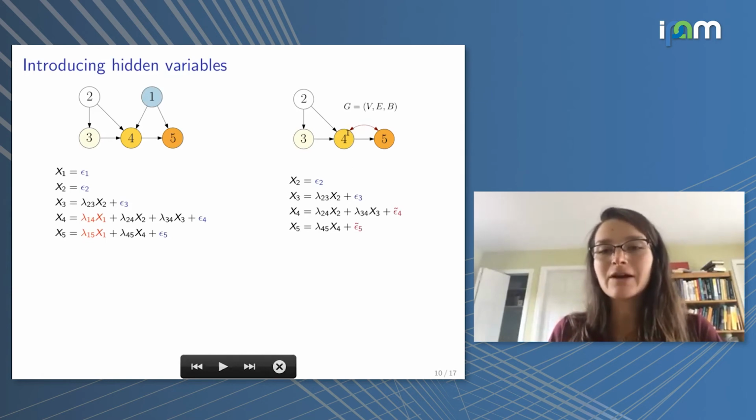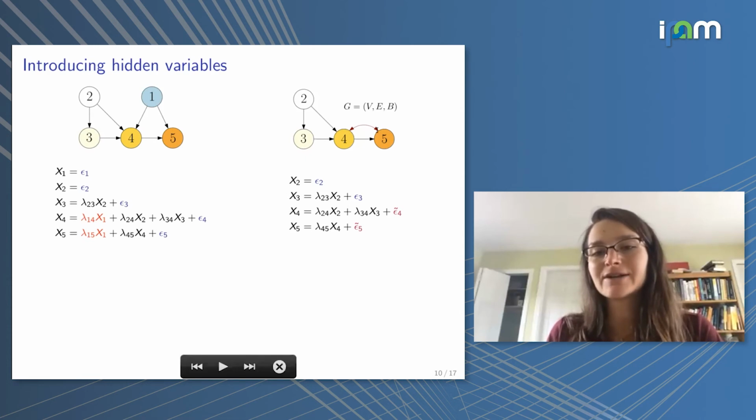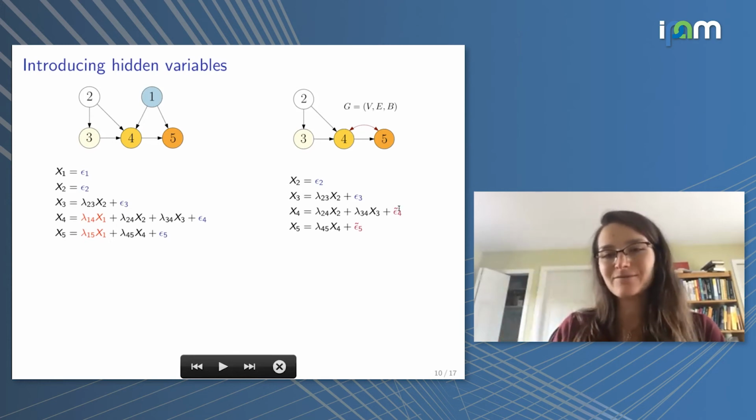And graphically, we're going to place a bidirected edge between 4 and 5, and this graph has vertices V, directed edges E, and bidirected edges B. And in the equation, the epsilons that come from vertices between which there is a bidirected edge are not going to be independent.